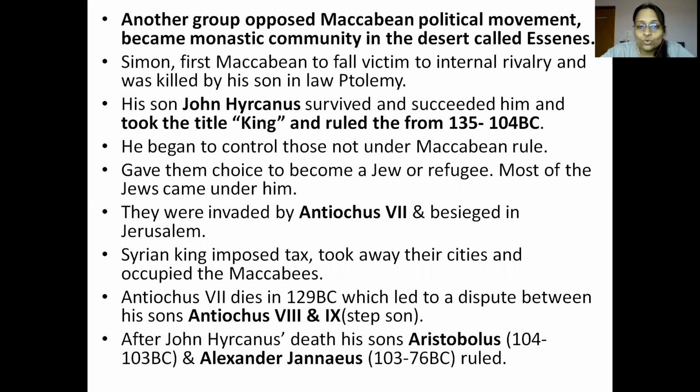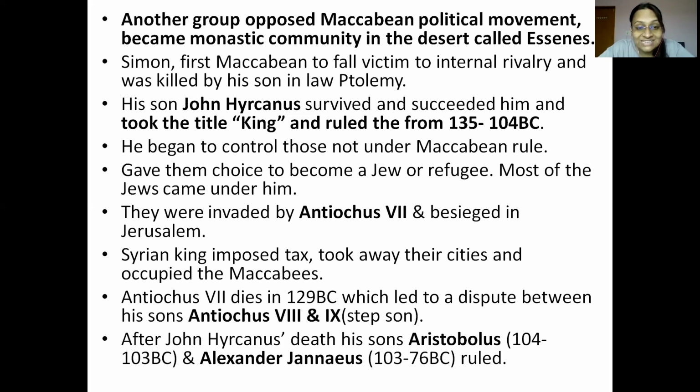He began to control those not under the Maccabean rule. What John Hyrcanus did was that all those who were not Jews, he started to forcefully convert them into Jews. He gave them two choices: either you become a Jew or you become a refugee. Most of the people accepted becoming a Jew instead of becoming a refugee. So many of the people were converted at that time by John Hyrcanus, and he forced Judaism on the other groups of people also.